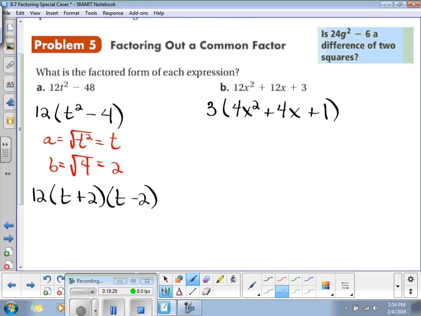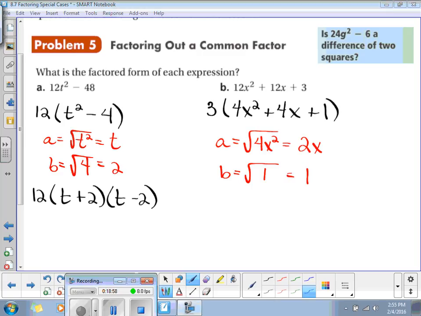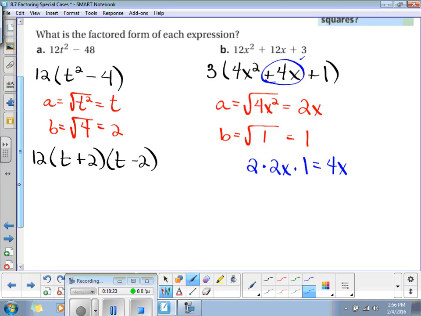Okay? So for the first one, let's just do A. A is going to be the square root of 4x squared. So that's going to give me what? 2x. And to get B, the square root of 1, which is 1. Right? So now we have to check our middle term. So the middle term we get by checking our 2ab, right? So 2 times A, which is 2x, times 1 is equal to what? 4x. Check. Right? So now, this is a perfect square trinomial, and now we can write it using our binomials.